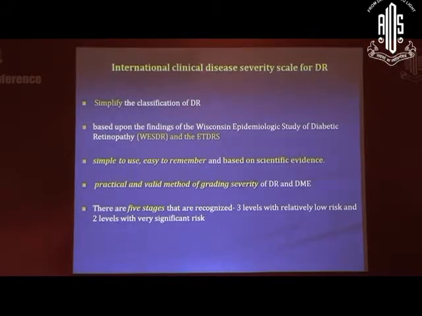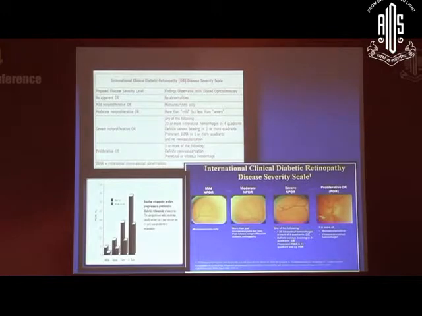The most accepted one is the International Clinical Disease Severity Scale, which was classically based upon the findings of two studies: the Wisconsin Epidemiologic Study of Diabetic Retinopathy and the ETDRS. It is a simple to use, easy to remember, practical and more valid method. What is this method? It consists basically of 5 stages, low risk level stages and high risk level stages.